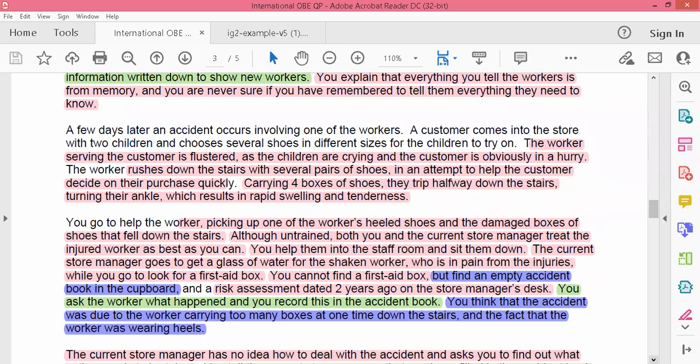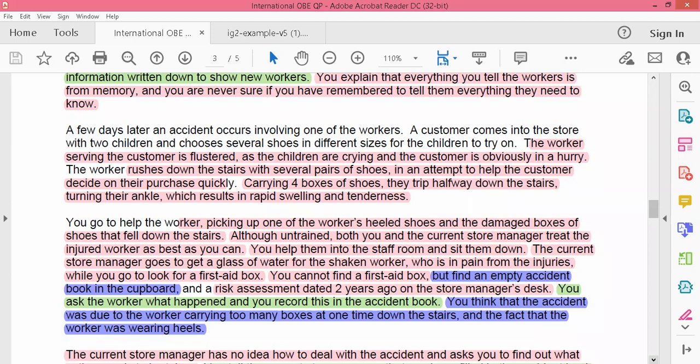The worker rushes down the stairs with several pairs of shoes in an attempt to help the customer decide on their purchase quickly. Carrying 4 boxes of shoes, they trip halfway down the stairs, turning their ankle, which results in rapid swelling and tenderness. So due to his fast and unsafe action, he tripped and was injured. This is an injury accident. We already studied the types of accidents, injury accident and property damage accident. This is an injury accident because the worker was injured due to not knowing how to do the work.